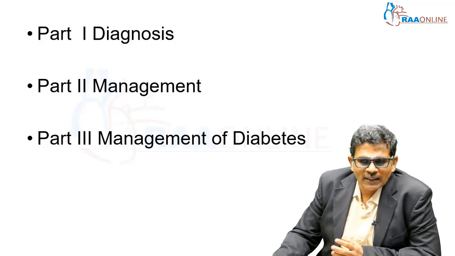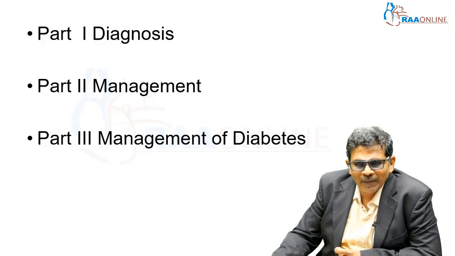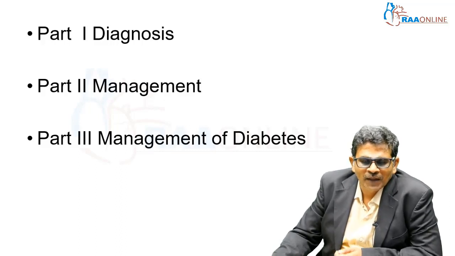So this module we have divided into 3 parts. The first part that we are going to see now will be on diagnosis. Then in the second part we will look into the management aspects of diabetic kidney disease, and the third part will be on management of diabetes in chronic kidney disease patients. So that's how the flow of these 3 modules is going to be.